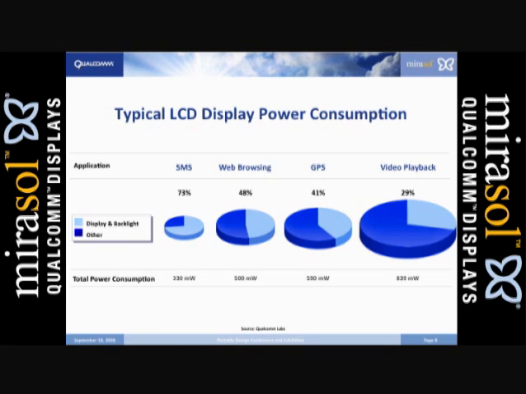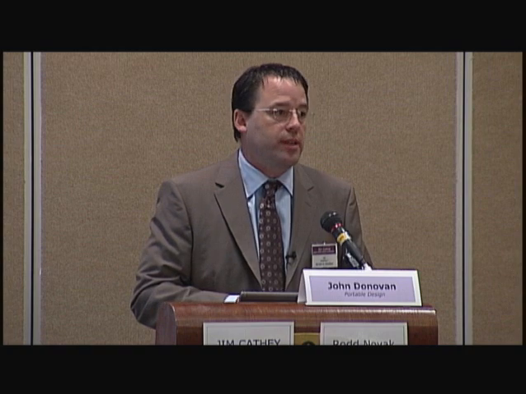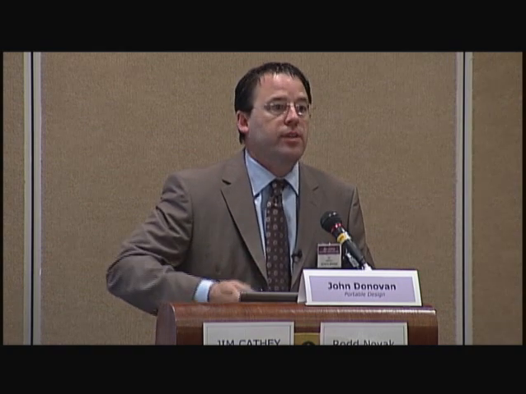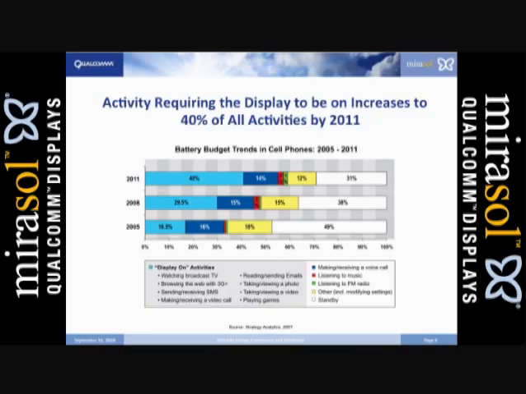So you say, well, okay, so there's some burn in the display. How often is that thing on? Mind you, the display is still the main interface between man and machine. Is that activity going to increase? Well, convergence says it is, and so does the data tracking. Back in 2005, those activities that required the display to be on required 16.5% of the energy budget. By 2011, those activities that require the display to be on will be far above 40%.